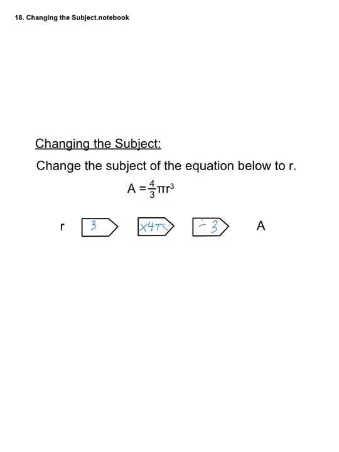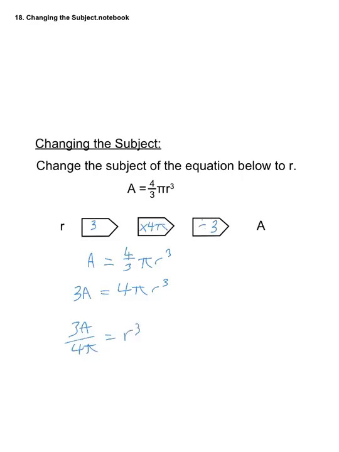Okay, so let's reverse those things. We're going to start off with the equation that we started with: A equals 4 over 3 pi r cubed. First thing, we need to undo a divide by 3, so we multiply by 3 on both sides. We get 3A is equal to 4 pi r cubed. Next thing is we are undoing a multiply by 4 pi. So we get that 3A divided by 4 pi is equal to r cubed.